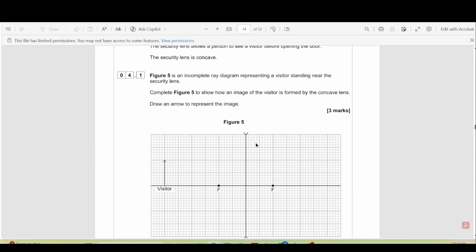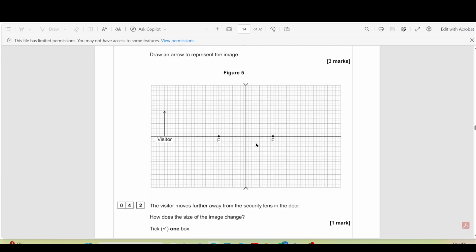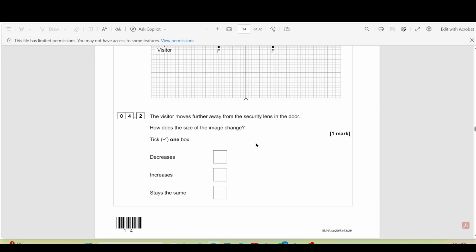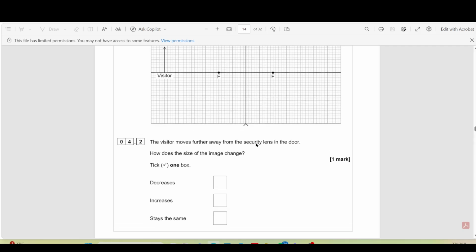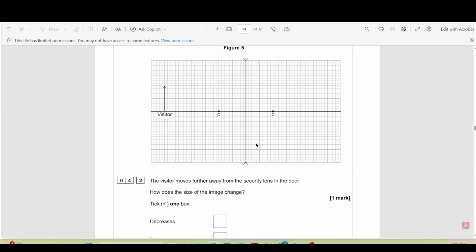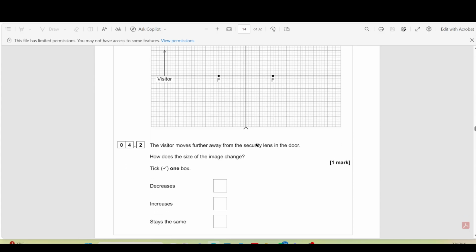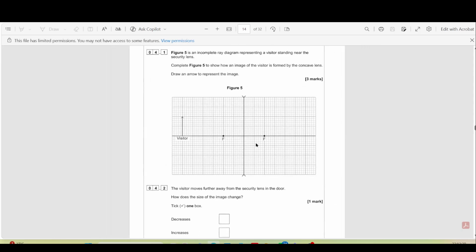The door is fitted with a security lens and lock. The lens is concave. Figure 5 is an incomplete ray diagram representing a visitor standing near the security lens. Complete figure 5 to show how an image of the visitor is formed by the concave lens. Draw an arrow to represent the image.